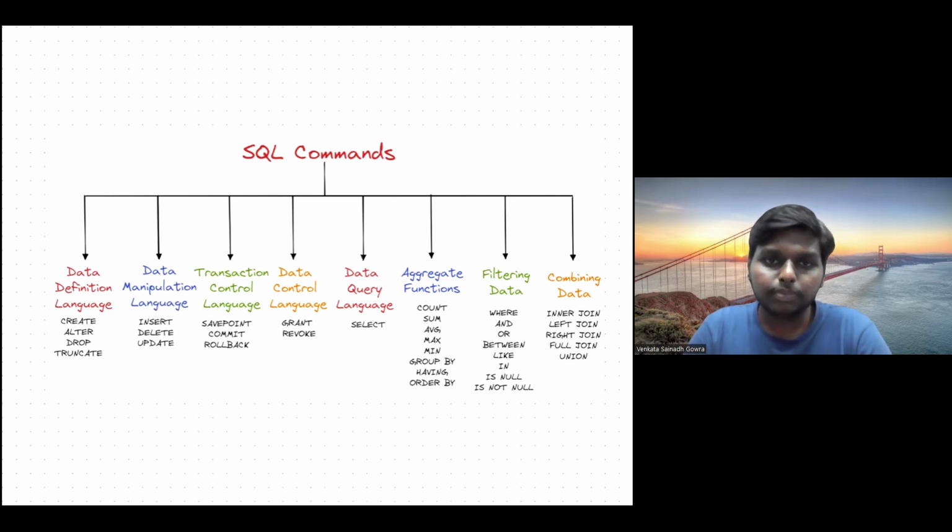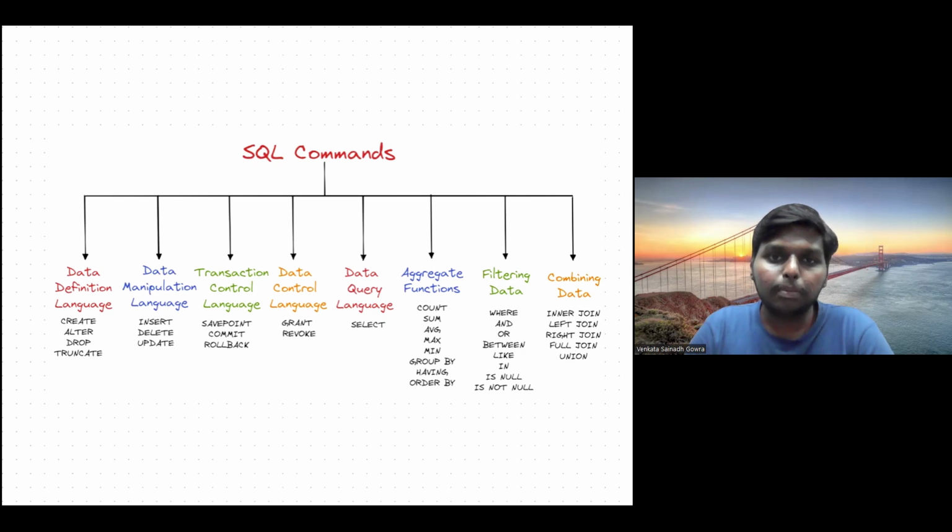Next, filtering data. When we are filtering data, we use words like where, and, or, between, like, in, is null, is not null, these kinds of things. And combining data. When we are combining two tables, we use joins. There are inner join, outer join, left join, right join, full join, and some of the set operations: union, intersection, difference. These are the commands which are used to combine two or more tables together.